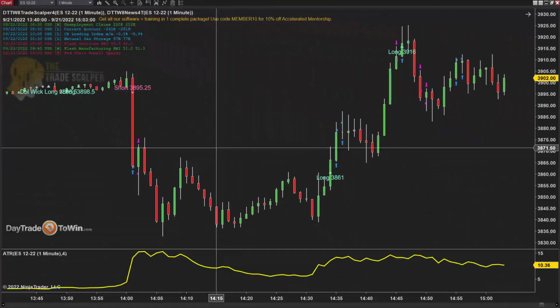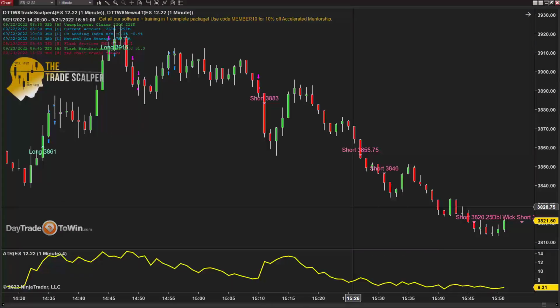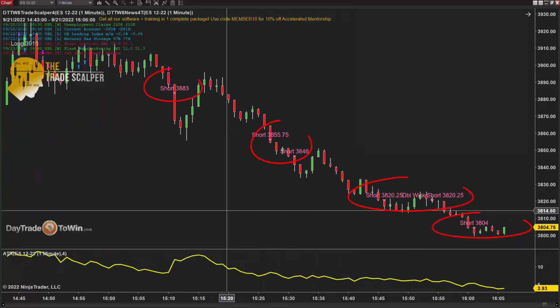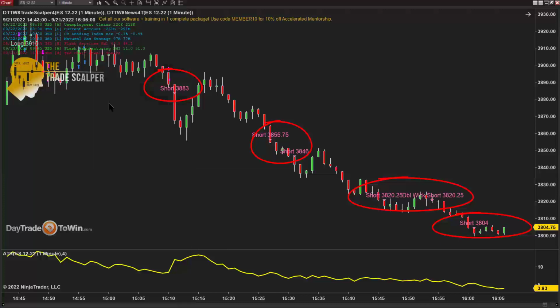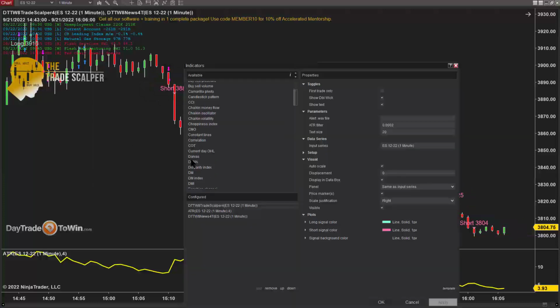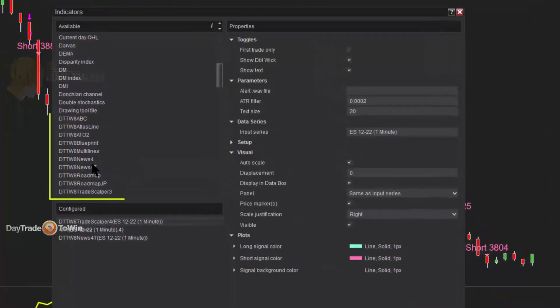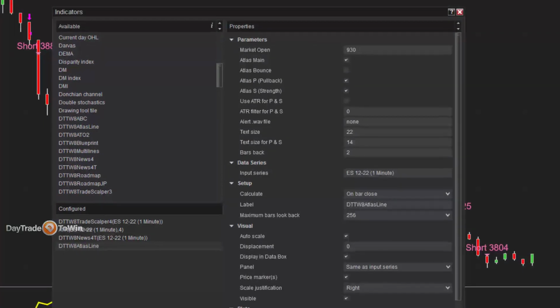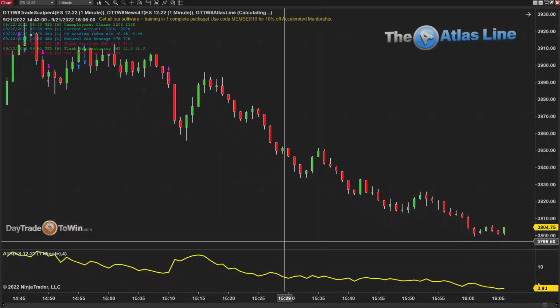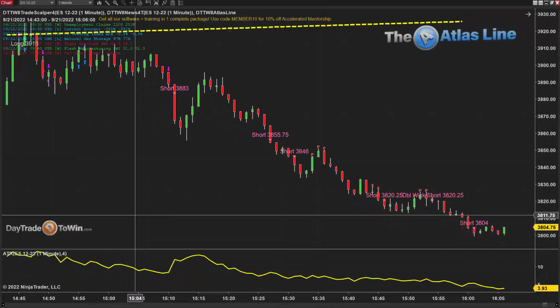Now, the other thing, besides looking at these signals here for the Trade Scalper, is let's see if we can identify another opportunity. So what I'm going to do here is add the Day Trade to Win Atlas line. Again, proprietary software for trading. I'm going to add here the Atlas line, and I don't have to do too much configuration to it. It's just my time zone, which is the New York time zone.